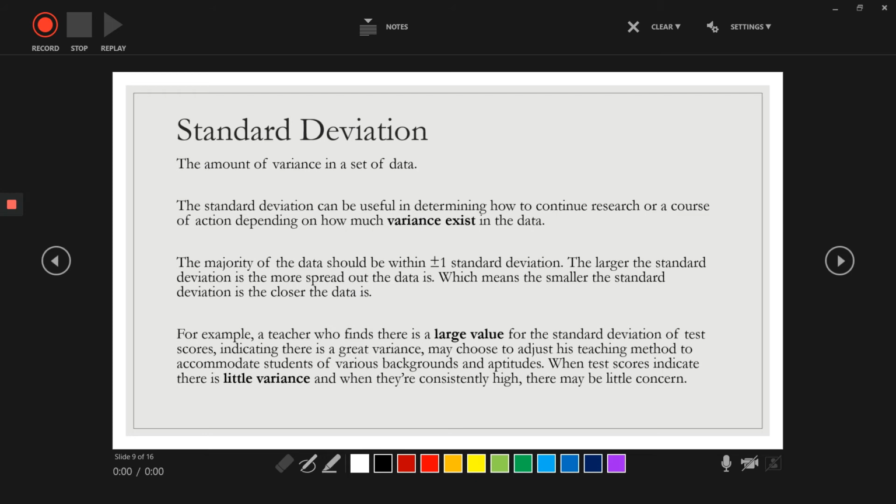So for example, a teacher who finds there's a large value for the standard deviation of test scores, indicating there's a great variance, may want to adjust his teaching methods to accommodate students of various backgrounds and aptitudes, because it means that obviously there's a wide variation. There's a bunch of kids not doing so well down at the bottom, right? When test scores indicate there is little variance and when they're consistently high, then you're not so concerned, right? That means all the students are performing about the same and they're high scores. That's a good thing.